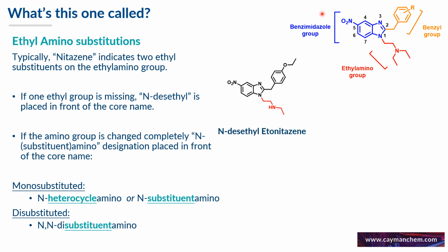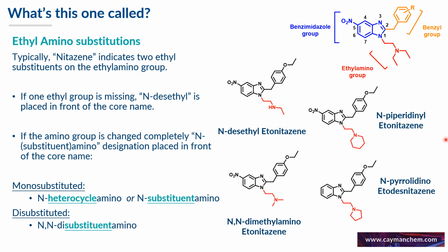So here we have an ethoxy group at the para position of our benzyl substituent, making it etonitazene. But we look at the ethylamino group and there is only one ethyl chain, so we would then call this N-desethyl etonitazene. When both of the ethyl substituents are swapped out for 2 methyl groups, we add N,N-dimethyl to the front of the core name, and we add 2 N's to indicate that it is disubstituted, making our modified structure N,N-dimethylamino etonitazene.